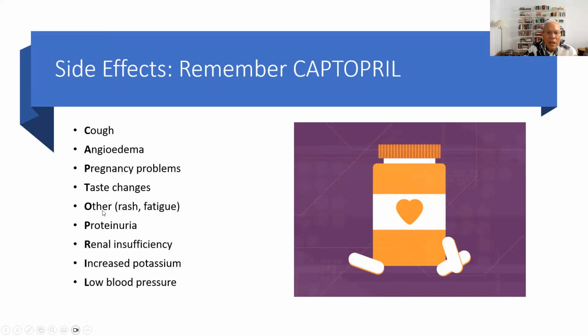O, other, like rash and fatigue. P for proteinuria, renal insufficiency for R. I, increased potassium, and L for low blood pressure. Okay, so that's just a memory aid for you to remember the most important things about ACE inhibitors. So remember Captopril. Okay, all right.